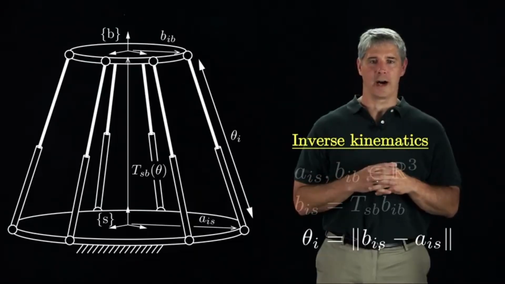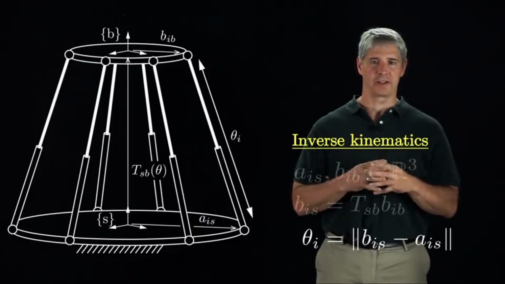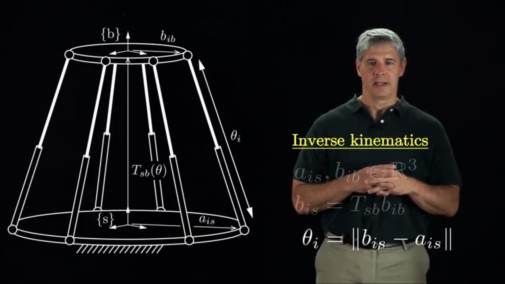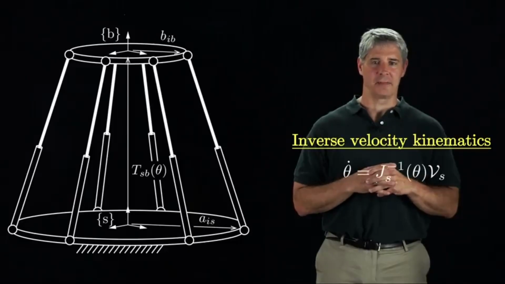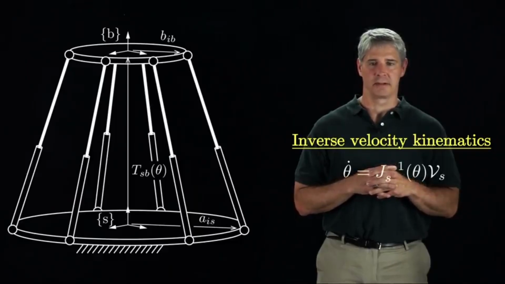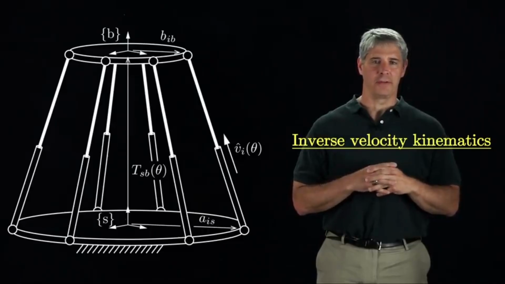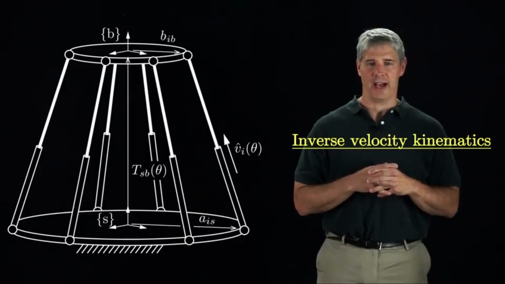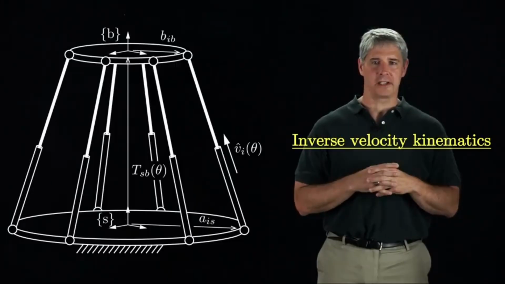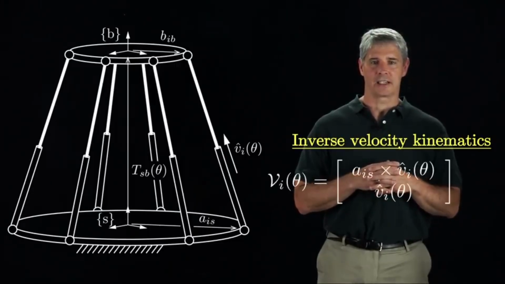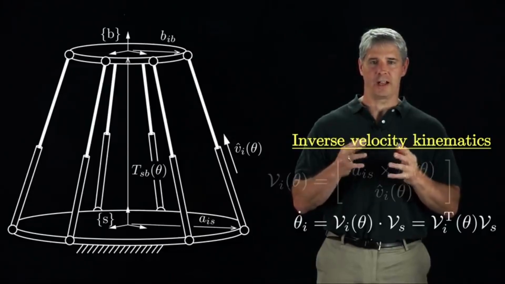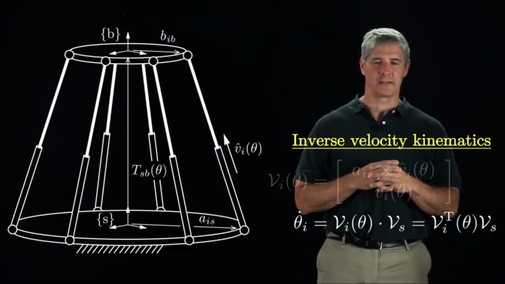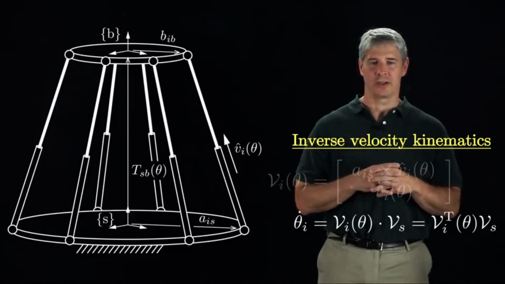If the legs of the parallel robot are more general open chains, then we have to solve an inverse kinematics problem for each leg. Next, let's address the inverse velocity kinematics, mapping the end effector twist to the joint velocities. Let v hat i be the unit 3-vector aligned with the direction of positive motion of the ith axis. Skipping the straightforward derivation, we can define a screw axis V_i expressed in the S frame with the linear component v hat i and the angular component a_iS cross v hat i. Then the joint velocity theta dot i is equal to the screw axis V_i dotted with the spatial twist V_s. This calculates the component of V_s along the joint axis.